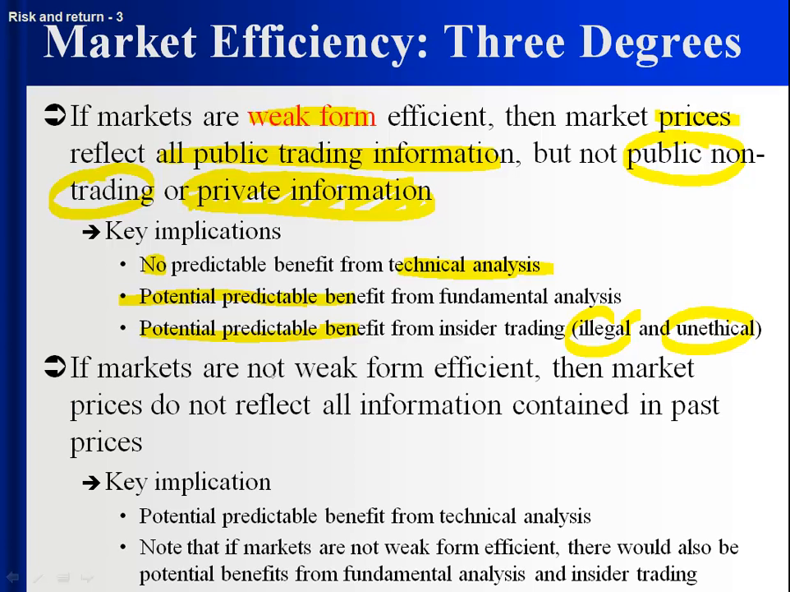If a market's not weak form efficient, then the prices do not reflect all of the information contained in past prices. It doesn't reflect all of the past trading information, and therefore there is potentially a predictable benefit from technical analysis. So that's an important distinction between weak form and not weak form.